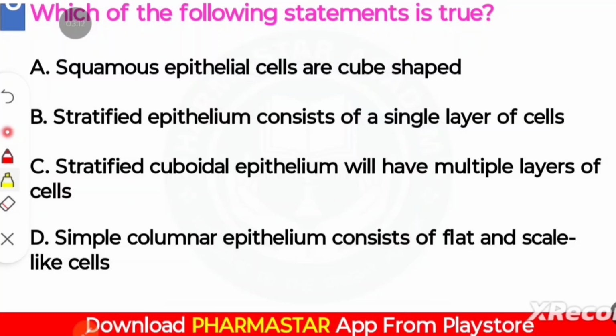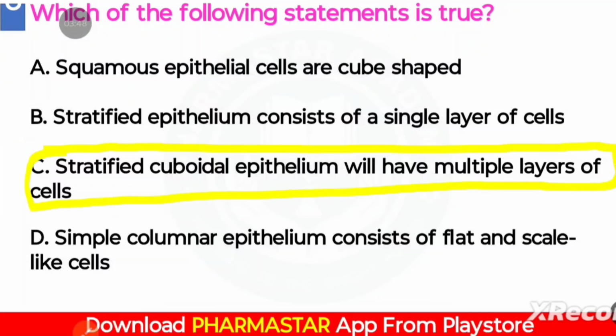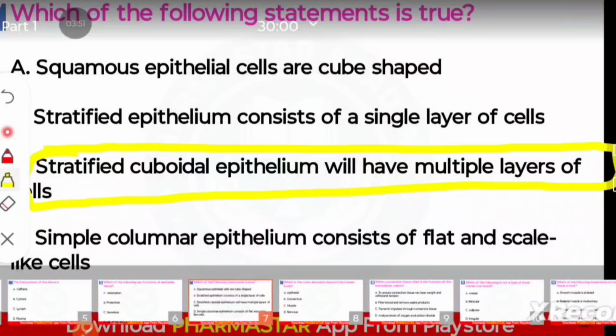C. Stratified cuboidal epithelium will have multiple layers of cells. Yes, that is true. Stratified cuboidal epithelium features multiple cell layers. By definition, any tissue with the word stratified has two or more layers of cells. D. Simple columnar epithelium consists of flat and scale-like cells. False. Simple columnar epithelium consists of a single layer of tall column-like cells that are significantly taller than they are wide. Option C, stratified cuboidal epithelium will have multiple layers of cells, is the correct answer. Next question.